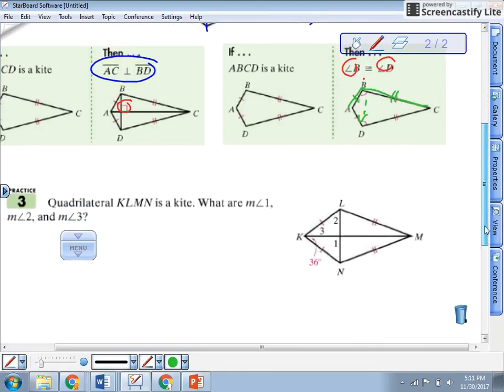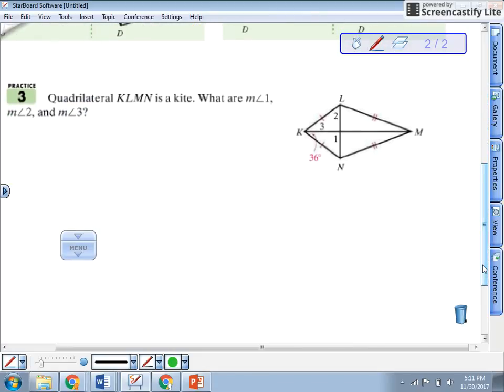So let's do a quick example with kites. It tells us right here, KLMN is a kite. What are the measures of angles 1, 2, and 3? Well, let's do angle 1. Angle 1 is right here. Well, the diagonals form 90-degree angles. So the measure of angle 1 equals 90 degrees. That's pretty easy. Now let's find angle 2. Well, angle 2 is right here. Since that's 90, I know this is 90.